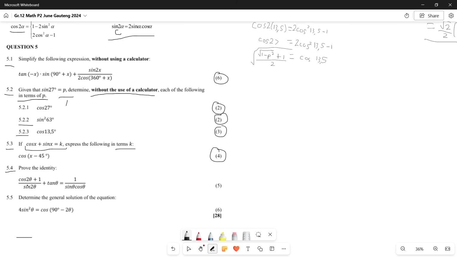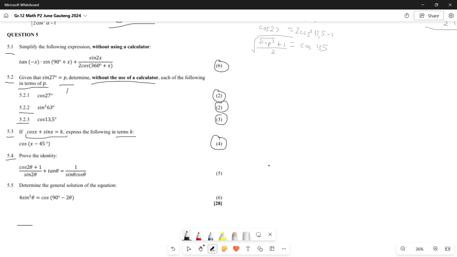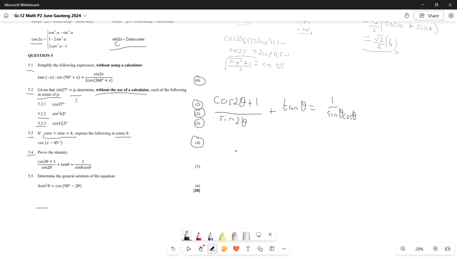So what we have is cos 2 theta plus 1 over sin 2 theta plus tan theta, and that'll equal 1 over sin theta cos theta. So I'm just going to rewrite this for us. A reminder that this is all about working on the left hand side or the right hand side, and generally we work on the left hand side. So I'm just going to write down LHS so we can start working on that side.